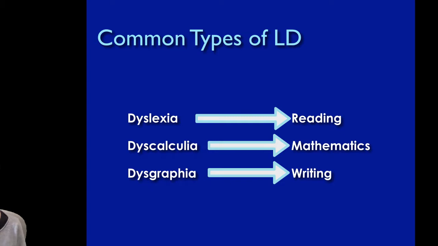There are three common types of learning disabilities that we'll talk about today. Dyslexia impacts a student's ability to read. So students who have dyslexia have difficulty with learning to read. Students with dyscalculia have difficulty with mathematics, and students who have dysgraphia have difficulty with writing.